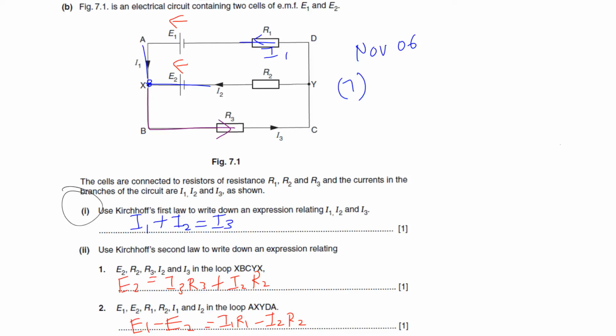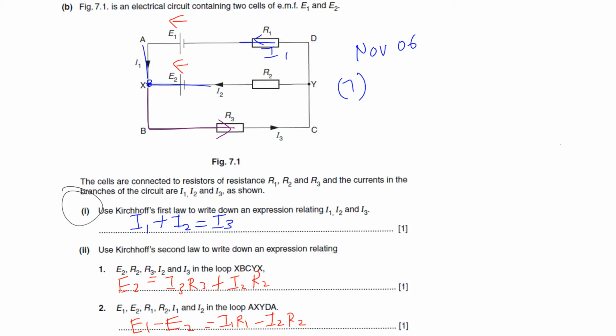Okay? So when we move this way, X, B, C, Y, X, the direction of travel is from Y to X, and the EMF is also in the same direction, so it's positive EMF. So you write positive E2. But there are two resistors here, so let's do the PD. The direction of travel is from X to B to C to Y to X. So from B to C is moving to the right. The current through this resistor, which is I3, is also to the right. That means the current through the resistor and the travel are in the same direction, so it's positive PD.